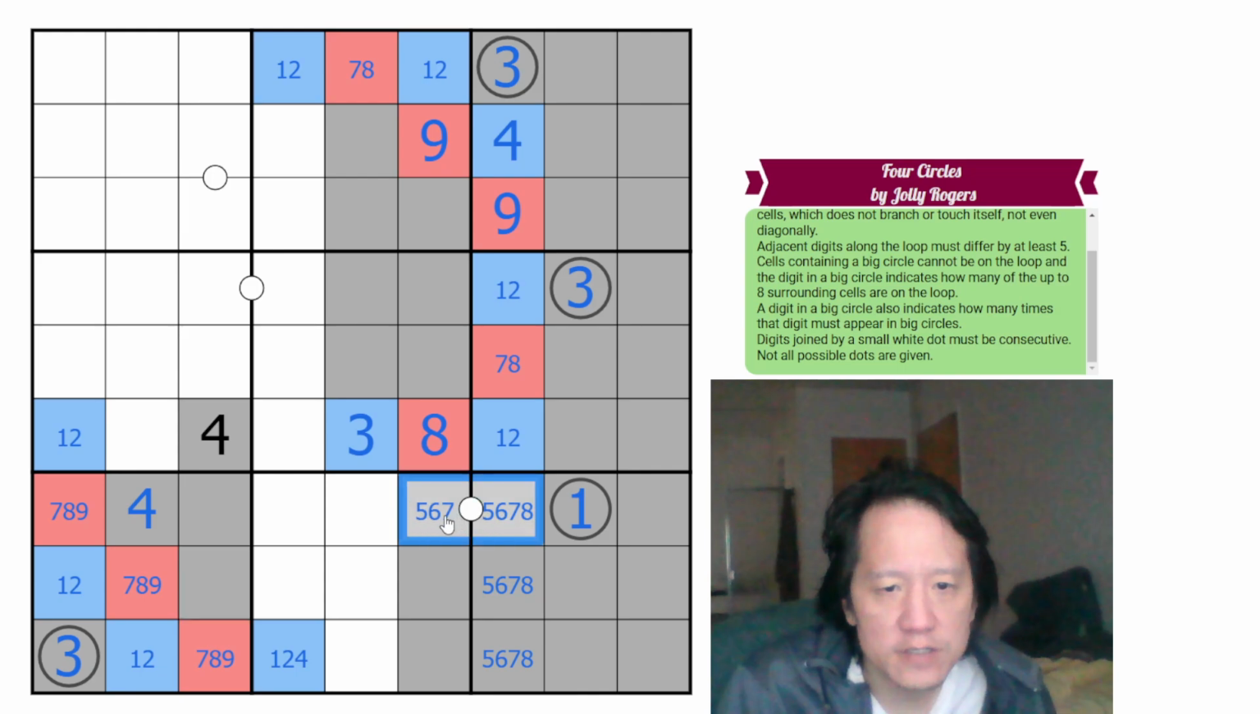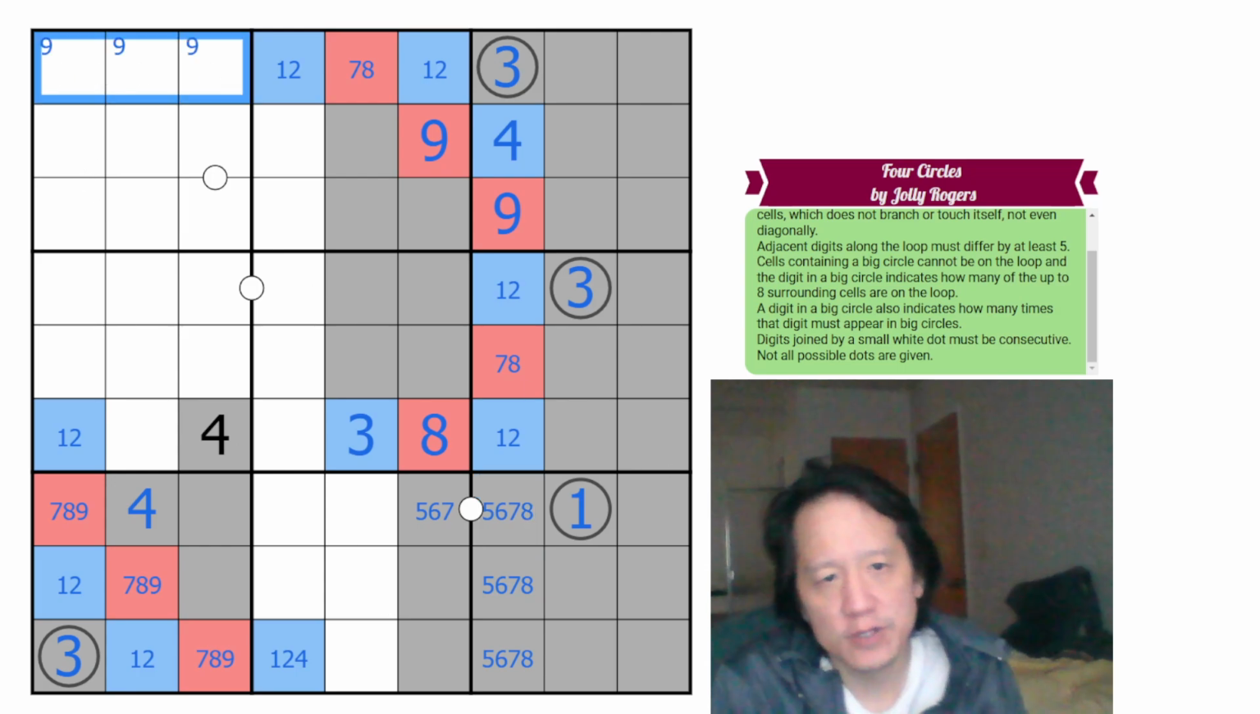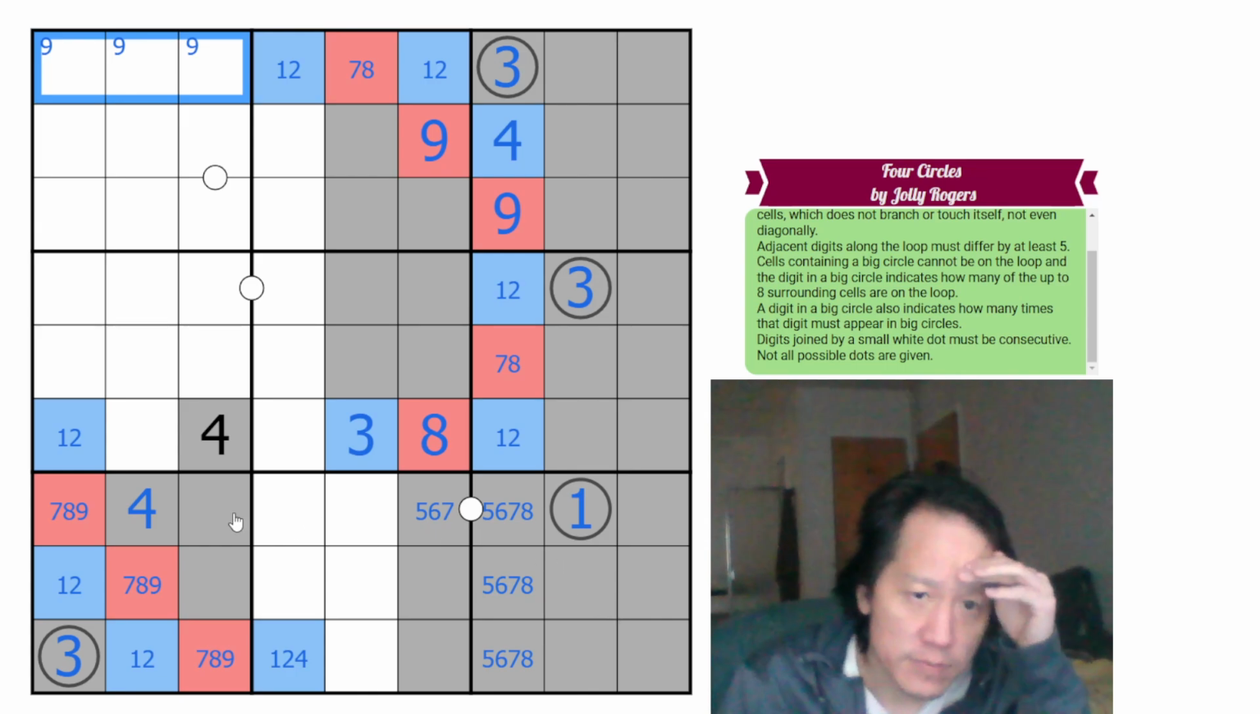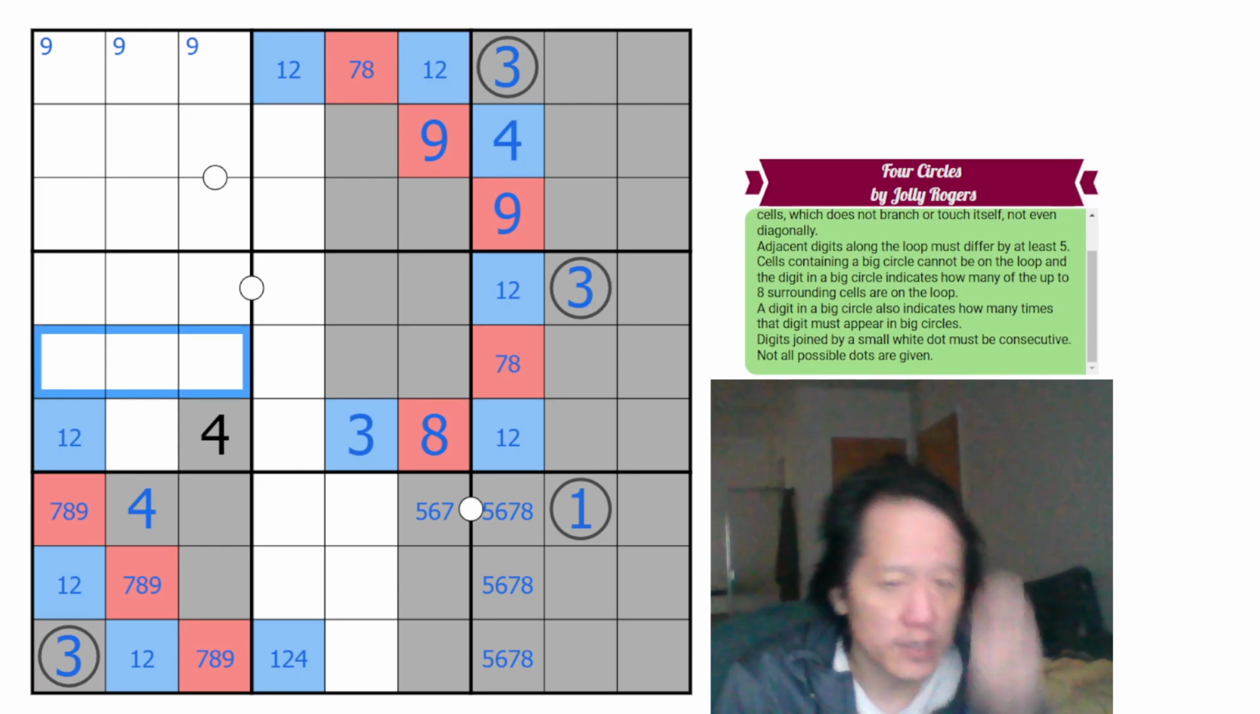This must contain a 6 or 7, but we don't know which. Okay. 9 has to be one of those 3, because of Sudoku. 3 is one of these 3.